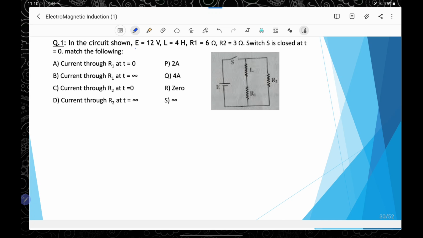Let's take one question. In the circuit shown, E is 12 volt. L, that is the self inductance of the coil, is 4 Henry. R1 is 6 ohm. R2 is 3 ohm. And S is closed at t equal to 0. That is, initially when the switch is closed, that time is taken as t equal to 0. Then we have to match the given options.